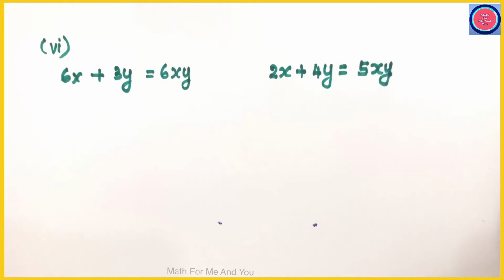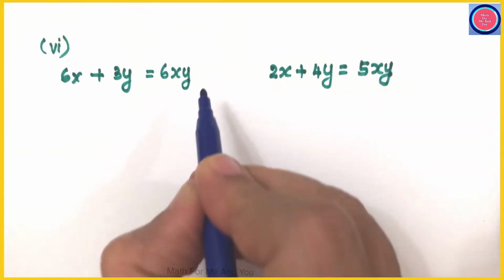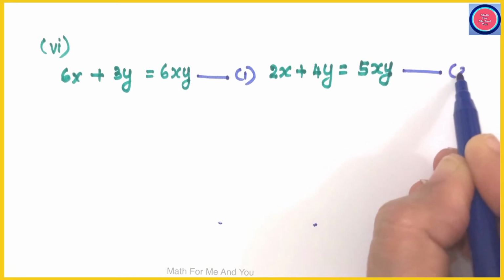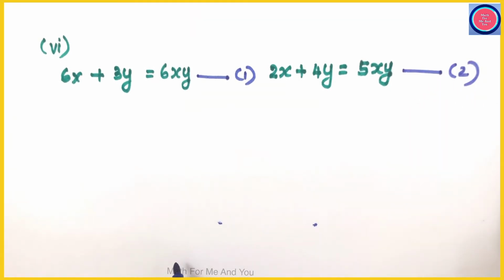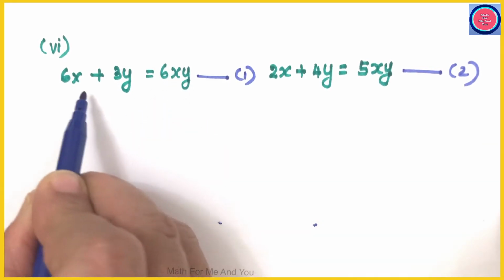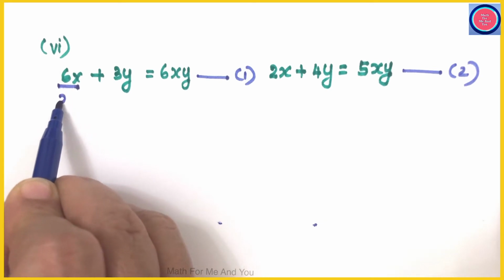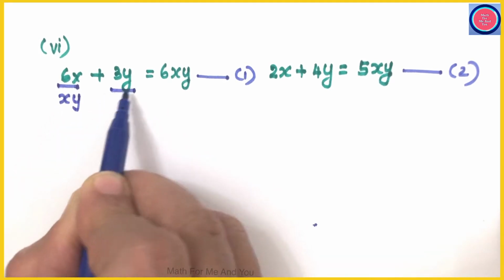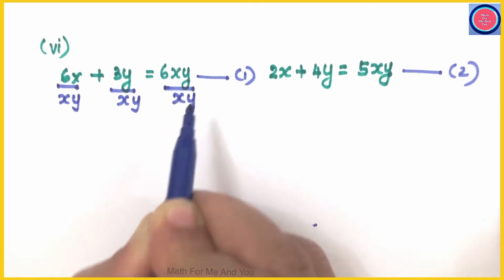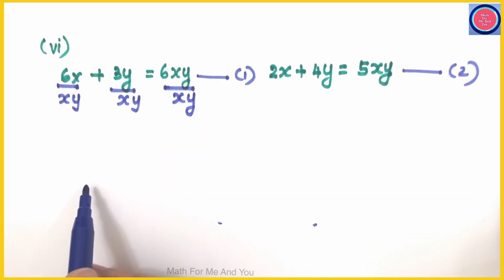Now we are going to solve these two equations. 6x plus 3y equals 6xy. 2x plus 4y equals 5xy. Let us mark them as equation number 1 and equation number 2. We need to write it in the form ax plus by equals c. That means on the right side only we need a number. We don't need xy. So each term we could divide with xy, so that right side we get xy over xy, cancel, and we get only the constant.